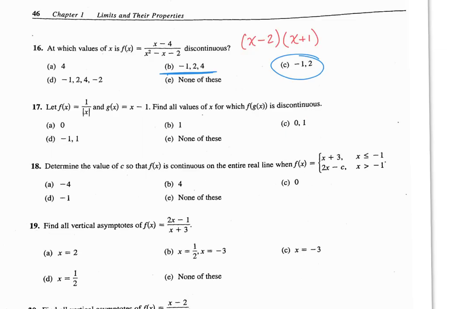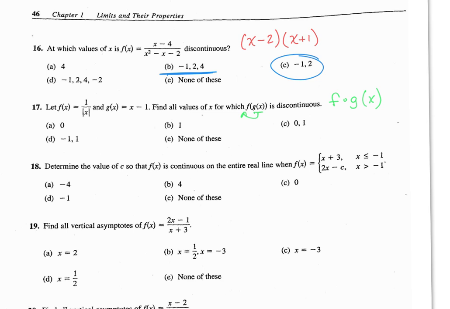It says let f of x equal 1 over the absolute value of x. G of x is x minus 1. Find all the values for which f of g of x is discontinuous. What does that mean? F of g of x? The other way we would have written this in years past is f of g of x, composite functions. This means take g and put it inside of f, not the other way around.